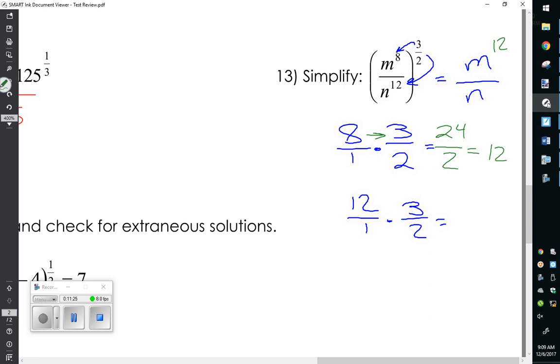On bottom, I'm taking 12 over 1 times 3/2, so I can multiply straight across. 12 times 3 is 36 over 2. 36 over 2 is 18. So it's n to the 18th power on bottom. There's my answer. I'm just taking the exponent times 3/2. Questions on that one?